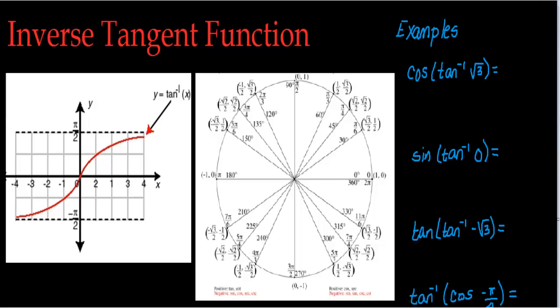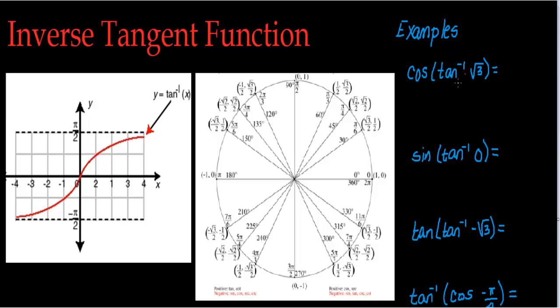Here are some examples using composite functions. Composite functions means that I have a function inside of another function, and we always start working from the inside. Here I have tangent inverse of square root of 3, and this whole thing inside the parentheses is the angle. Okay, we're looking for an angle, and then we're going to take the cosine of that angle.